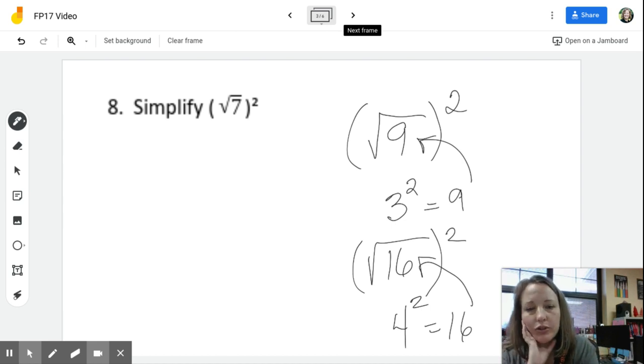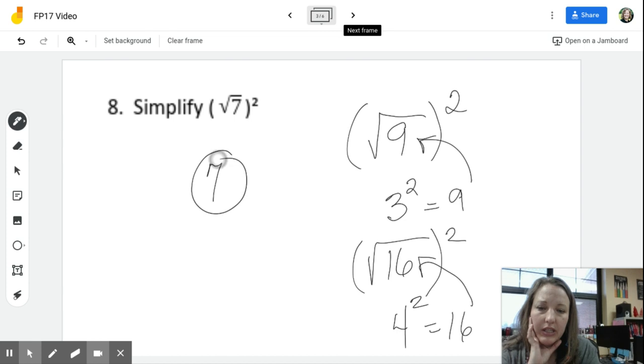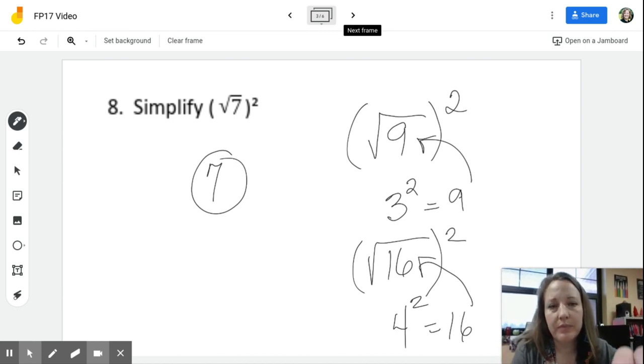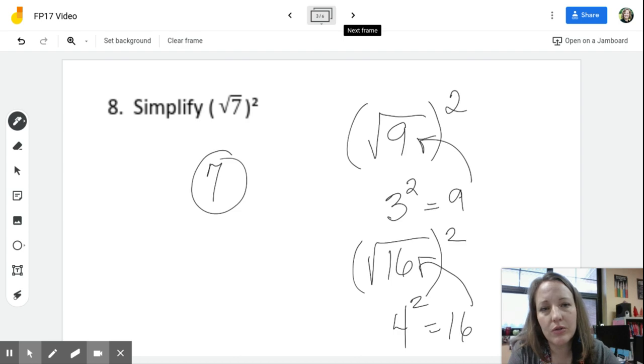So if that's true, what would the square root of 7 squared be? It would just be 7. Okay? This is a pattern that we use in mathematics. If you don't understand the problem that you're given, write one that's similar that you can solve and then figure out the pattern behind it. That's what a good mathematician does. That's one of our tools.